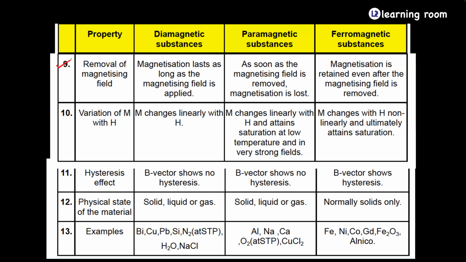In the sense, when you remove the magnetizing field, we can say that the magnetization is lost by the material. So magnetization is going to last as long as the magnetizing field is applied. As soon as you remove it, it is instantly going to lose its magnetization. Same is going to be the case for paramagnetic substance, whereas for ferromagnetic substance, magnetization is retained even after the magnetizing field is removed.